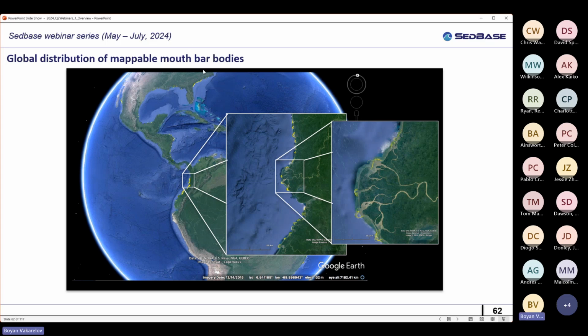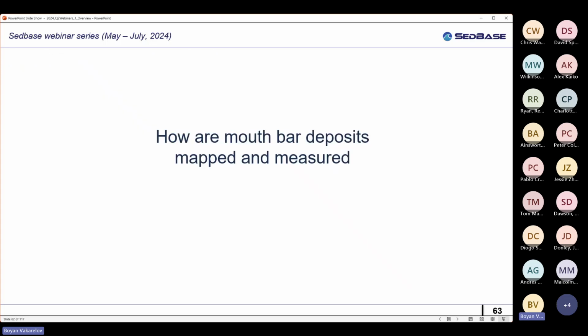You can see examples of the mouth bars in yellow again on this map. So you can see what was done. Basically, I went around the world. I tried to find suitable candidates for these geobodies which can be mapped. If we zoom in, we can see that basically a lot of these maps are associated with channels which are actively supplying sediment to them and allowing these geobodies to build over time.